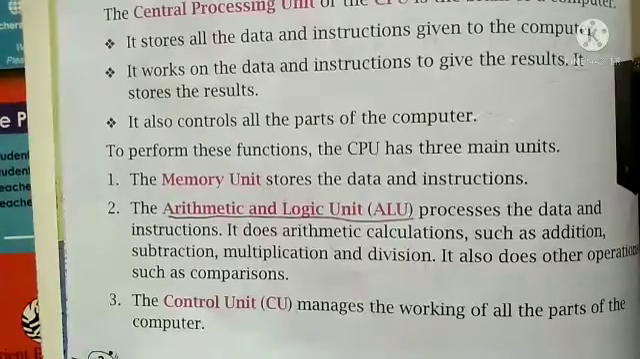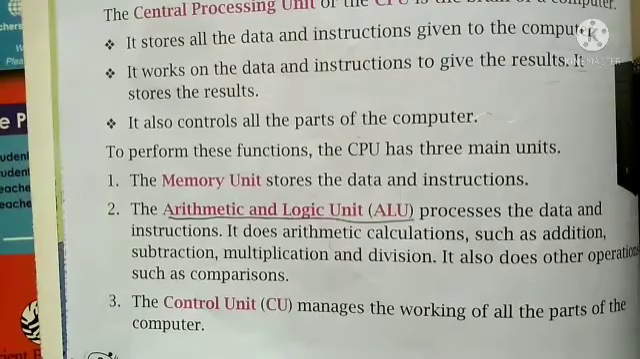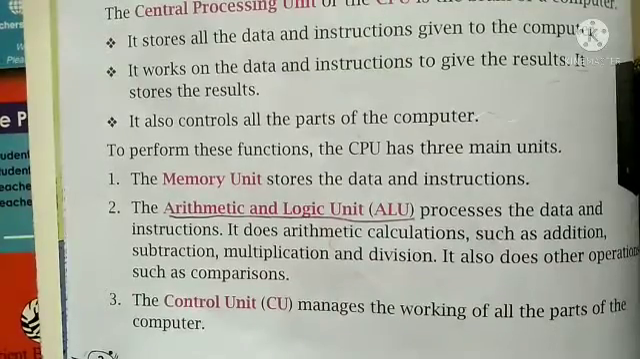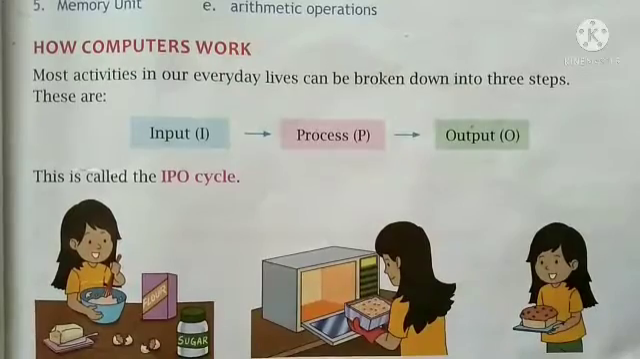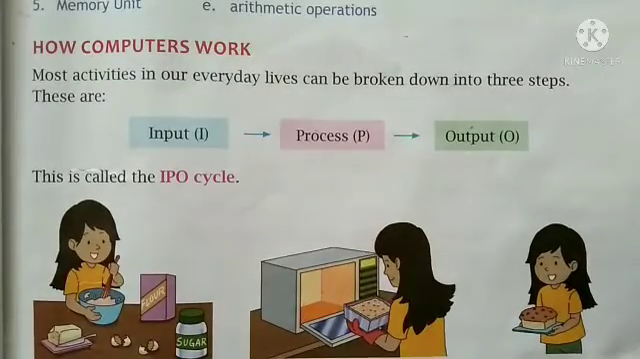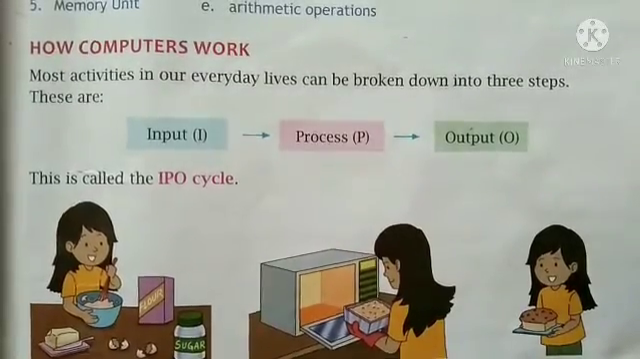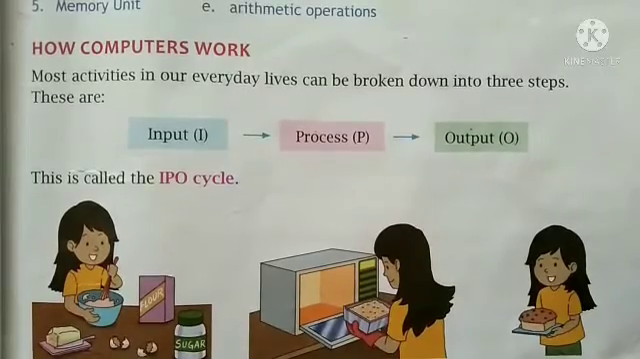So kids, till now we revised parts of a computer, then central processing unit. So now we will see how computers work, that is, on what basis a computer works. Our daily activities, whatever activity that we do, is all based on first of all input, then process and output. So that is the IPO cycle. A computer works on the IPO cycle as well.